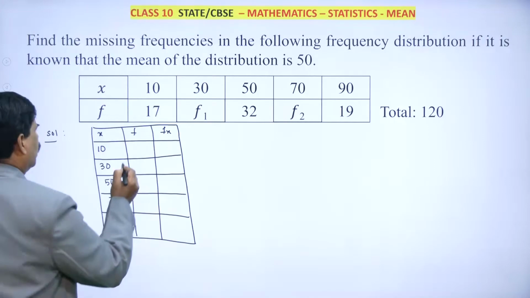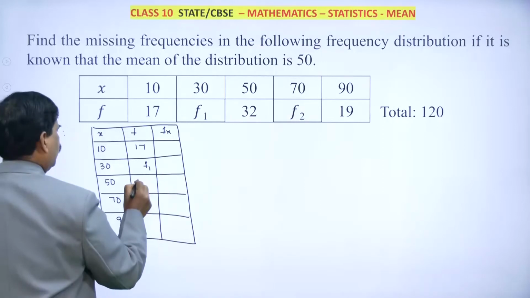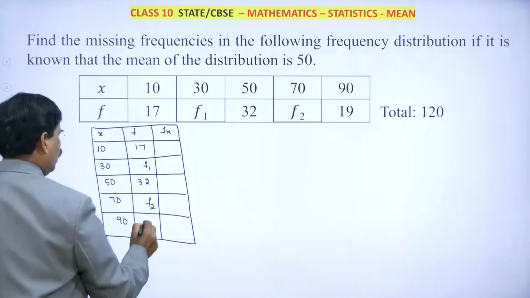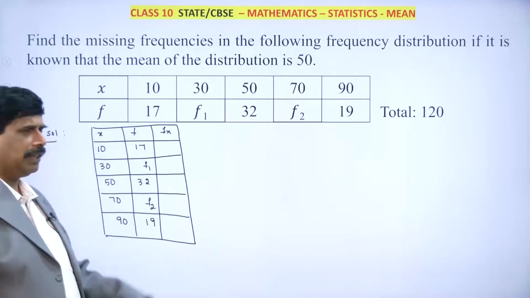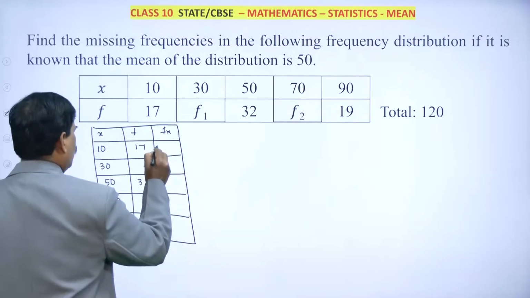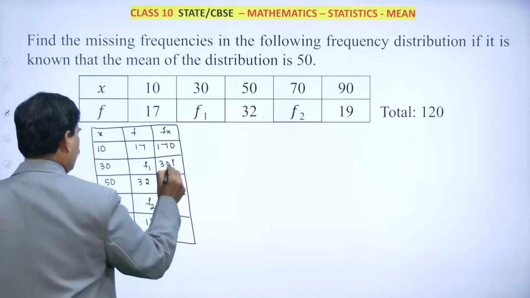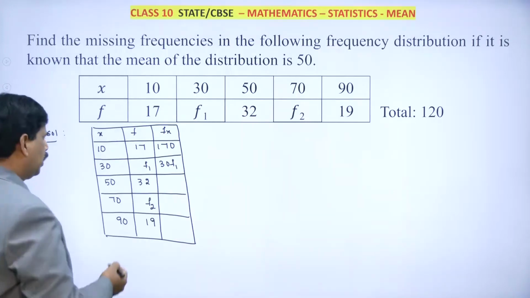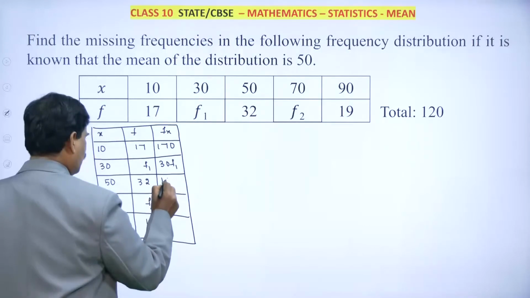So now what are the frequencies you have? 17, f1, 32, f2 and 19. Okay, 17, f1, 32, f2 and 19. Now 17 into 10, it is 170. 30 into f1, 30 f1. Now 50 into 32. First you multiply with 5. 5 twos are 10, 1, 15, 16, 160. So it is 1600 this is.